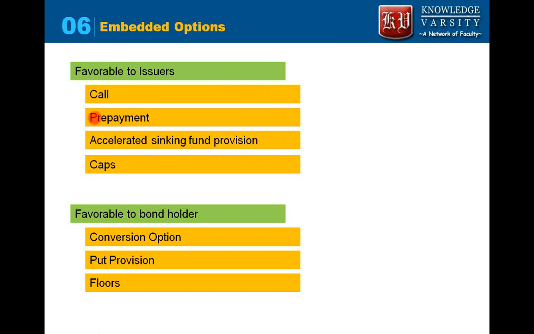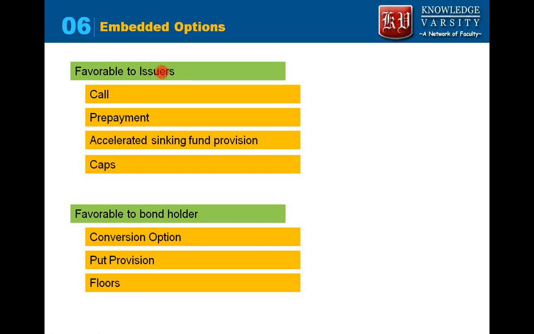Prepayment gives the bond issuer the right to pay money before the maturity. Accelerated sinking fund provision gives the issuer the right to pay the principal much more than what is specified in the indenture. Also a cap forces that the bond's coupon cannot go above a specified rate. So all of these are favoring the bond issuer.